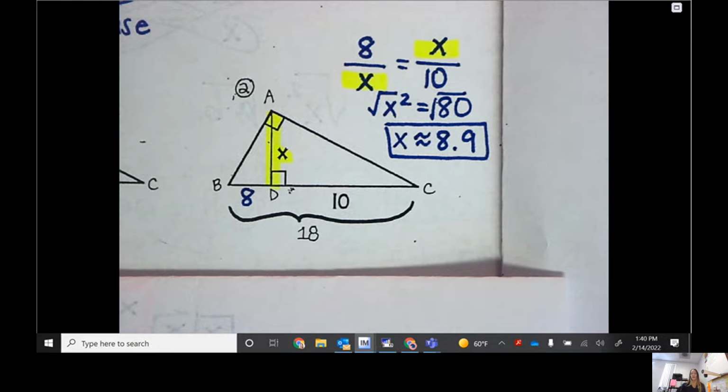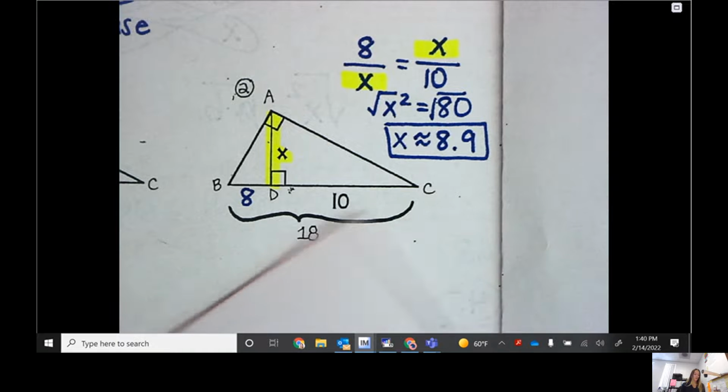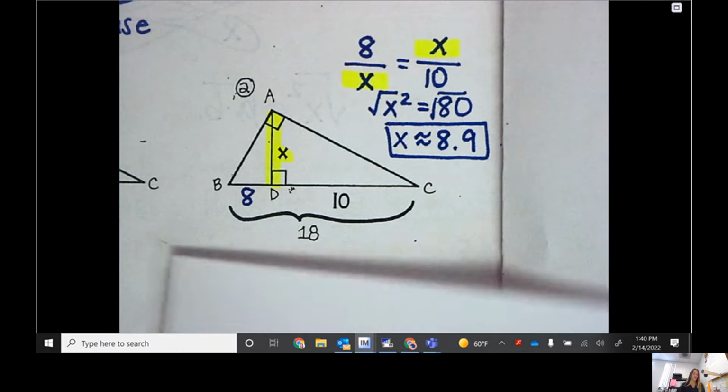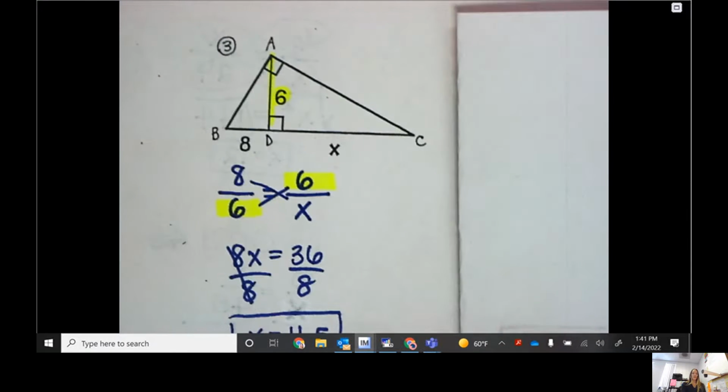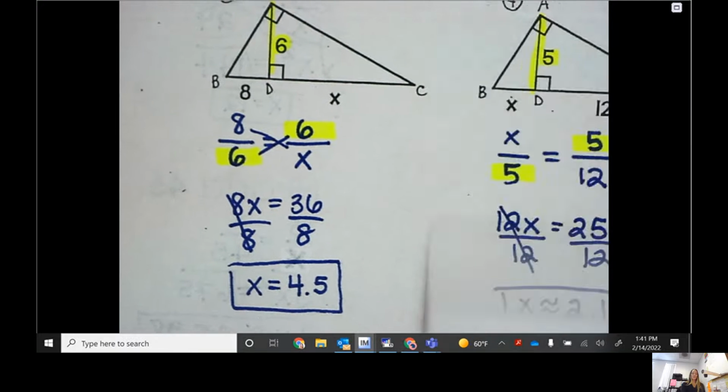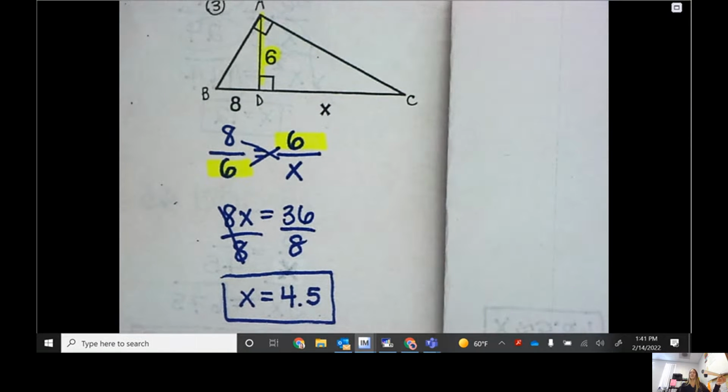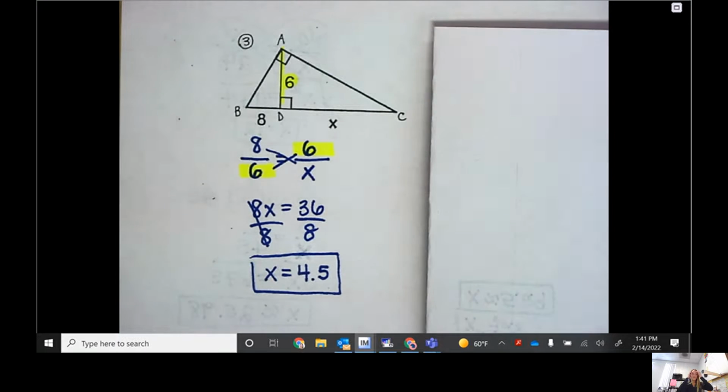What'd you get for number 3? 4.5. Steve, you got 4.5. Do we agree or disagree with him? Agree. Beautiful. Okay, so for number 3, the 6's were the altitude. They matched up with each other, right? And then 8 times x was the other side. And then you had 8x equals 36. It just was an algebra problem. You divide both sides by 8, you get 4.5. And that was an exact 4.5, so I put an equal sign there. It's exactly 4.5.